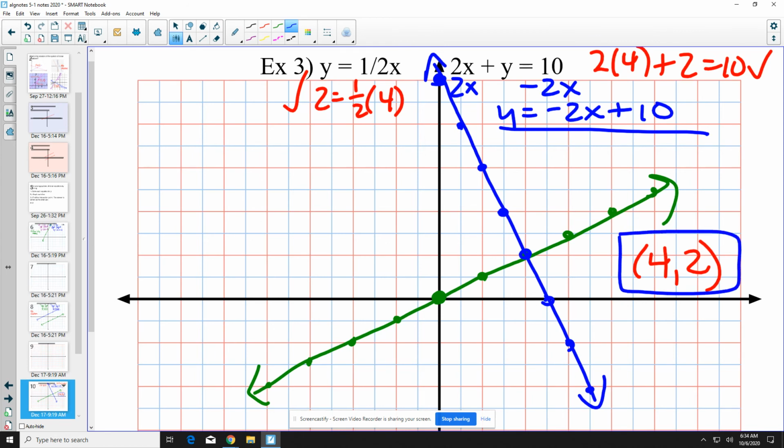You can check to make sure it's right by taking 4 and plugging it in for x, and 2 and plugging it in for y. On this first one, when I did that, I get 2 equals 1/2 times 4, which is true. Half of 4 is 2. I checked it in my second equation also by doing 2 times 4 plus 2. That did equal 10. I know I'm right. So you can always check your solution by plugging in the x value and y value in each equation.